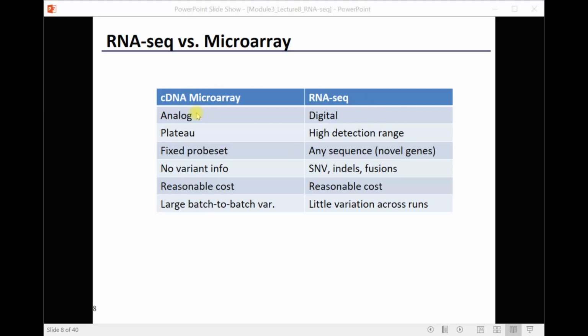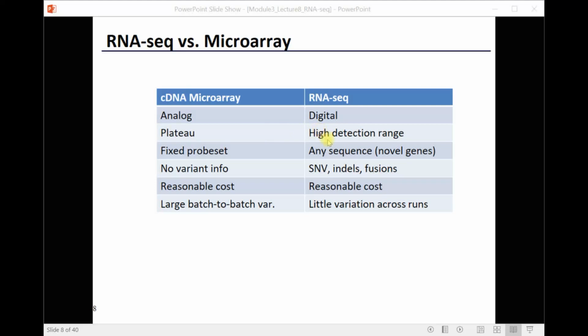It's not digital. And if you look at the Affymetrix array probe signals, there is a plateau toward the end when the transcripts become too abundant. The microarray in that spot will saturate the signal. In sequencing, the more you have of some molecule, the more you will sequence. And so RNA-seq has a higher detection range.